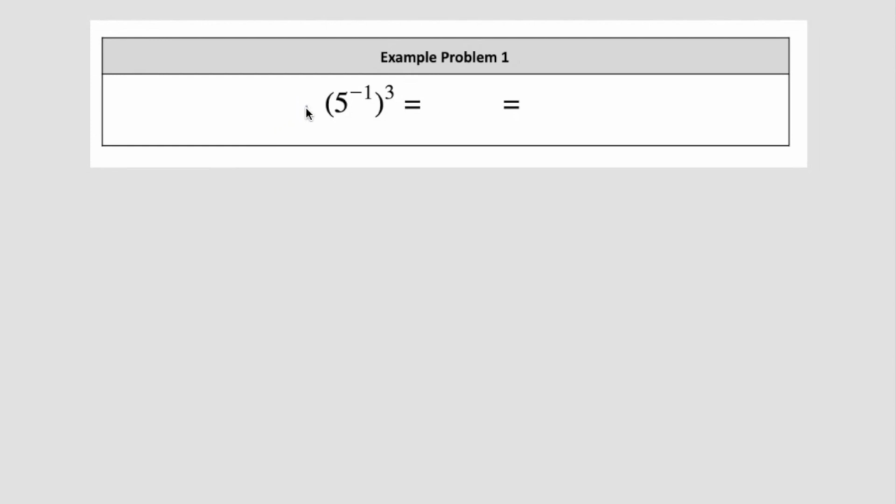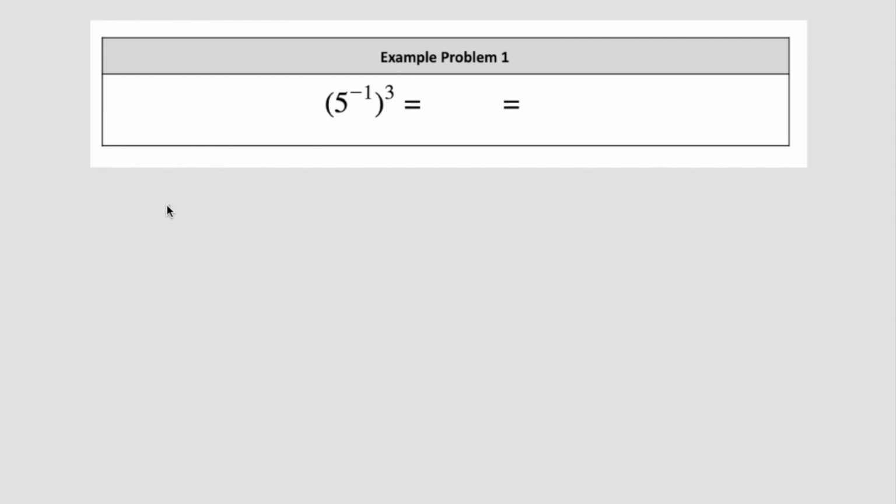Welcome back. Let's go over some really quick, trickier questions that are related to negative powers just to close out our time studying exponents. So we have this example here. Example 1 says 5 to the power of negative 1 to the power of 3. What does that equal to?